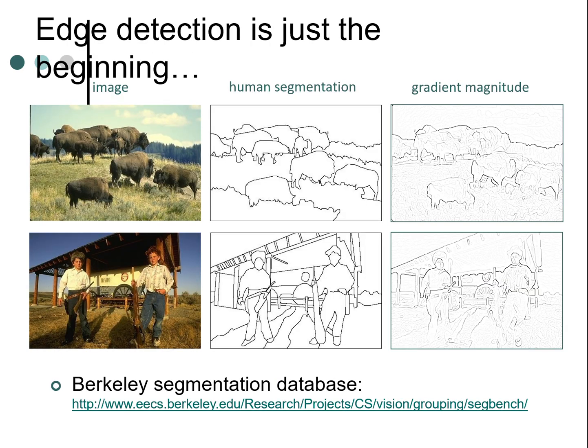This slide shows the image, the human segmentation and the gradient magnitude. For example, the original image of two images has been displayed. In the first image, the animal boundaries have been segmented easily by the human, and the person boundaries have been segmented by the human. But in the gradient magnitude, even the minute edges displayed in both the images have been identified separately and are shown here.